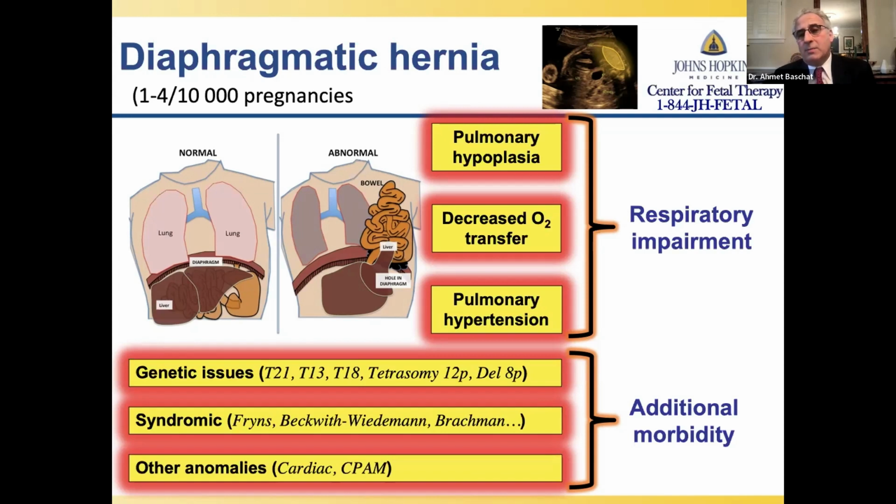Now, the other thing that's important is that at least 10 to 15% of babies with prenatally diagnosed diaphragmatic hernia also have genetic abnormalities or other conditions that add other considerations for the postnatal care of the baby, or genetic abnormalities that cause the defect in the first place, and other organ systems affected, first and foremost congenital heart defects, as well as other lung lesions.